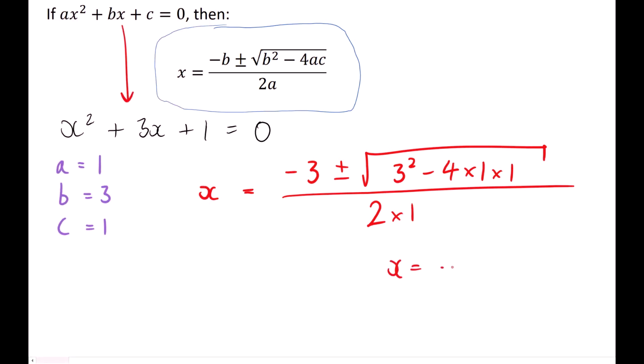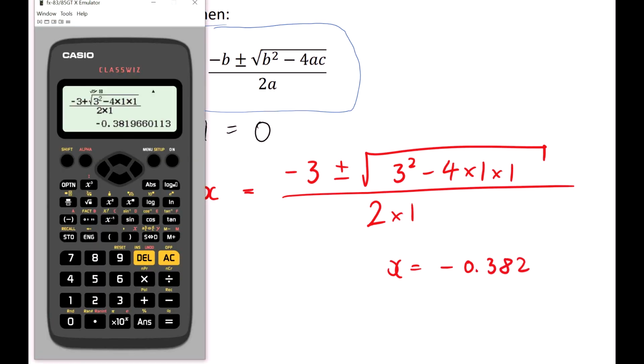So x equals minus 0.382, I think I said. Yep. Now I want the other solution. This calculator is quite nice. If you use these arrows, you can move along where you're writing. All I want to do is delete the plus, and replace it with a minus, get it to decimal again, and that's my other solution. So in this case, to three significant figures, that would be minus 2.62.